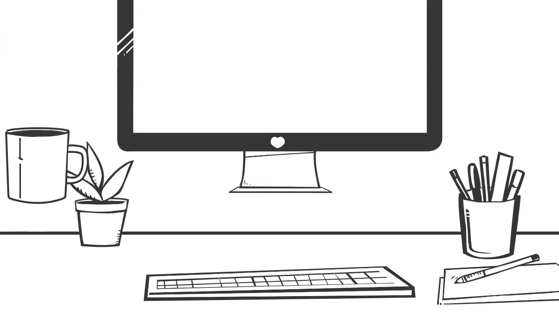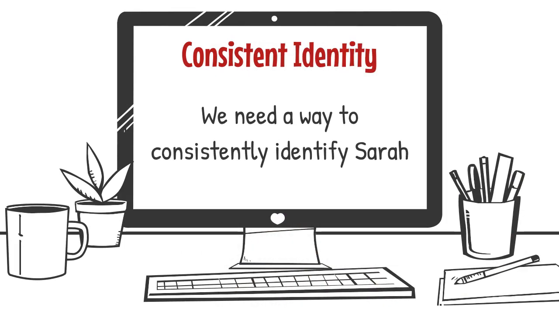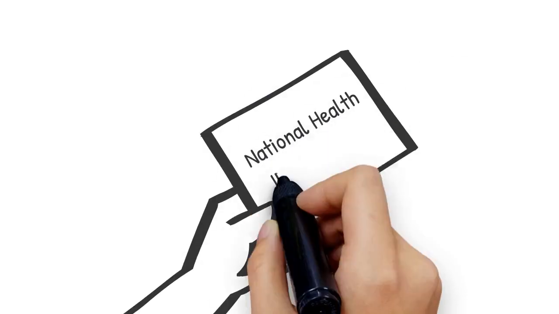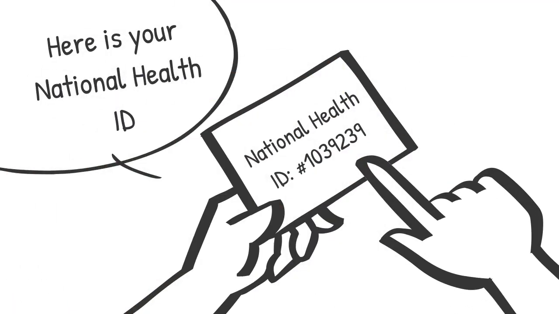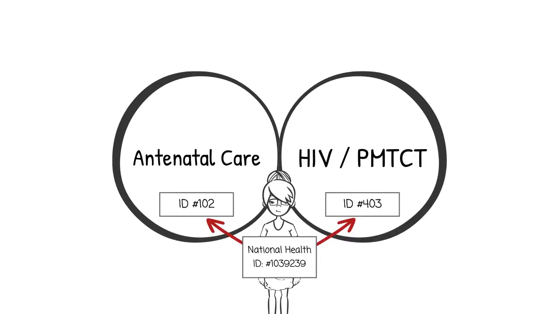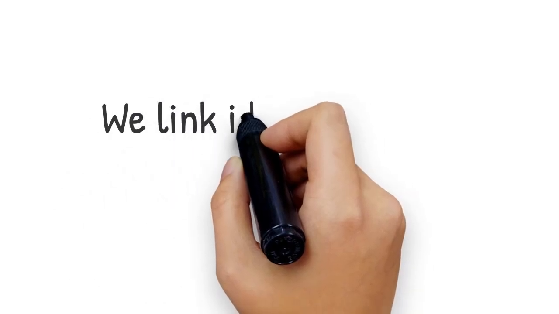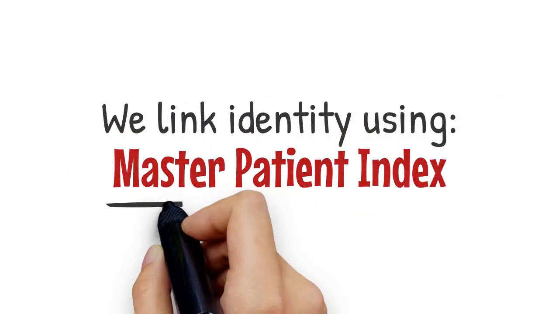To solve this, we need a consistent way of identifying Sarah across systems. A national identifier is one such way we can accomplish this. If we gave Sarah a national health identifier, we could cross-reference her between systems. But how do we cross-reference these health identifiers with local program identifiers? The answer is a Master Patient Index.